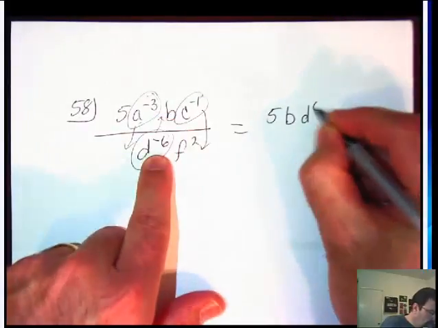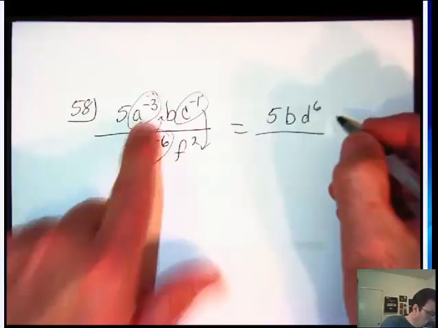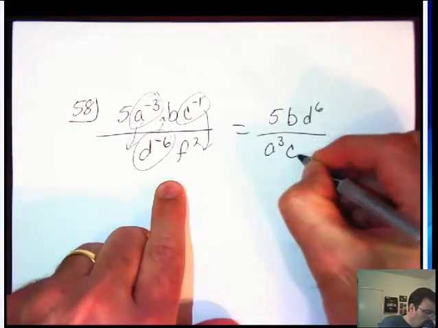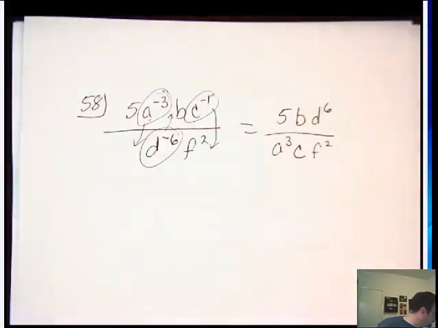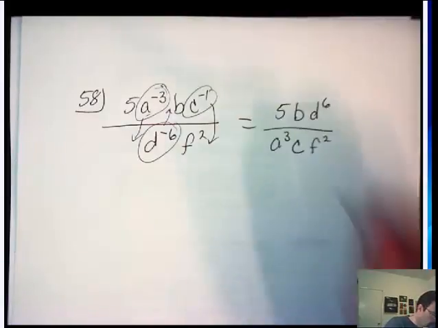I'm moving the d up. Change the sign. And on bottom, I'm moving the a down, the c down, and the f squared stays there because it's already positive. And that would be my final answer.